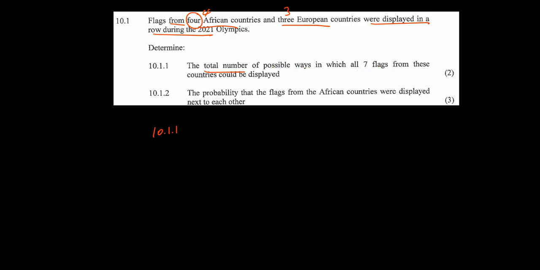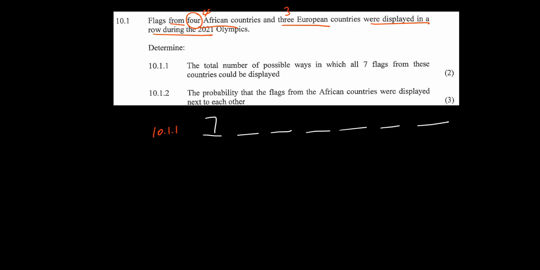Guys, the first question there is always quite straightforward. You need the number of ways in which the 7 flags can be displayed on the row. You're gonna need 7 spaces. 1, 2, 3, 4, 5, 6, 7. Here on the first slot, I can choose any of the 7 flags. I can take maybe one African country, or I could take the one from European. So I have 7 options.